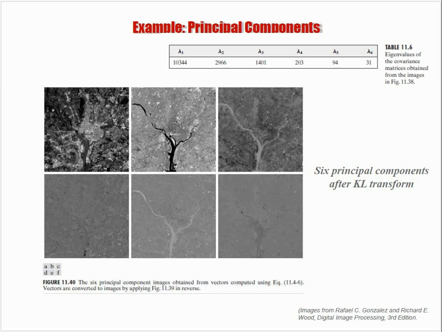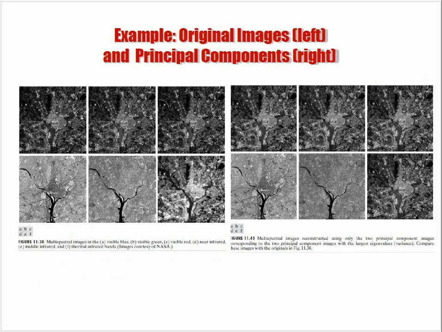After applying the KLT to the original 6-channel image data, we obtain 6 principal components. Each component represents a projection of the original data along an eigenvector direction, with the first component capturing the most variance. This table shows the eigenvalues corresponding to the 6 principal components. The first component has the largest eigenvalue, 10344, indicating it captures the most variance, and the sixth component has the least, with a value of 31. You can observe how the essential information is concentrated in the first few components.